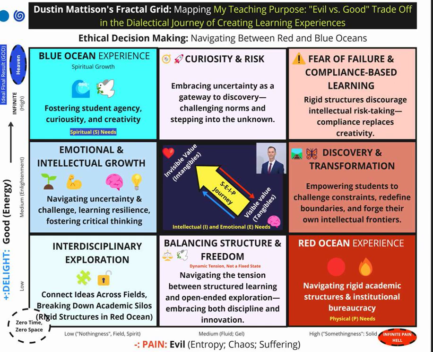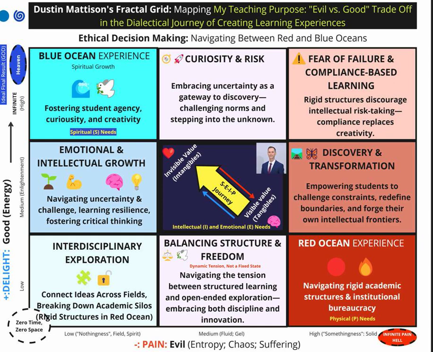Yeah, it might be necessary sometimes, especially for establishing basic knowledge or skills. Right. But if students stay in that environment for too long, it can really stifle their growth. Yeah, got it. So the fractal grid shows us this whole spectrum of learning environments, from the restrictive red ocean to the expansive blue ocean. But how does Mattison actually use this grid to guide his teaching practices? I mean, is it just a theoretical model, or does it actually have practical application?